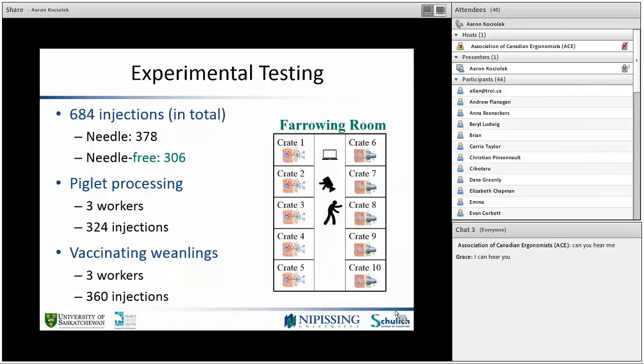In actuality, at any one given time, there weren't enough piglets to do it in this way. So often what we had to do is capture all the needle injections in one day, come back, measure that same worker, and capture the needle-free injections on the second day.